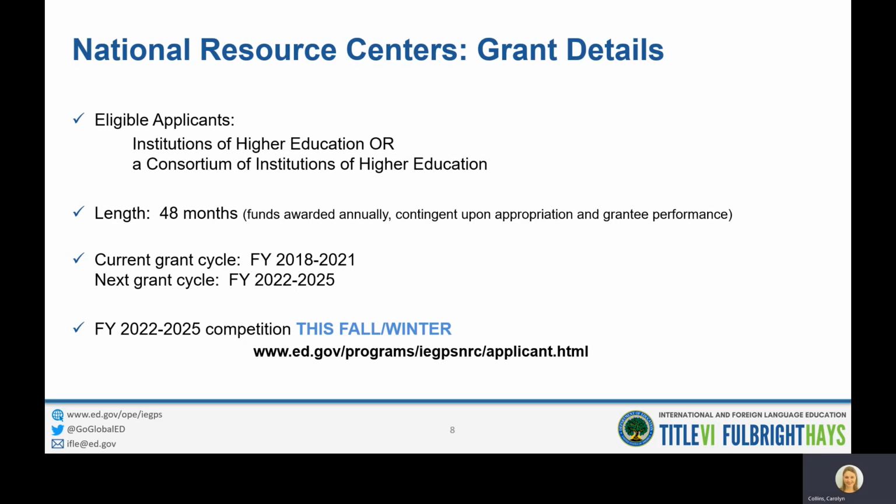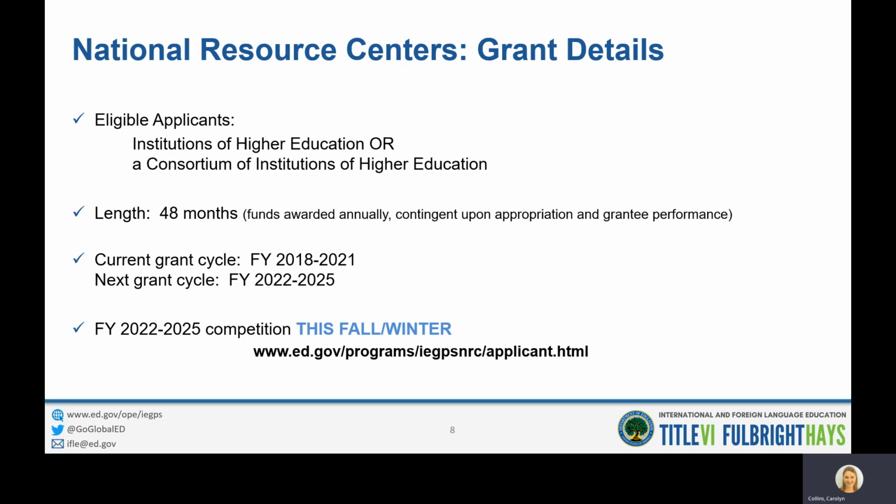The length of a National Resource Centers grant is 48 months. Funds are awarded annually, and those continuation funds are contingent upon the appropriation from Congress and grantee performance. But the length is good to note because this program does not hold a competition every single year for new grantees. Rather, we hold a competition for new grantees once every 4 years. So the current grant cycle goes from 2018 through the end of fiscal year 2021. We will be holding a competition for the next grant cycle, which is 2022 through 2025 fiscal year, this fall and winter.